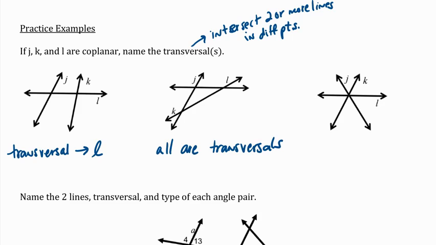And then our last picture over here, well, all three lines intersect, but they all intersect in just that one same point. Remember, part of our definition is they have to intersect in different points. So on this one, none are transversals.